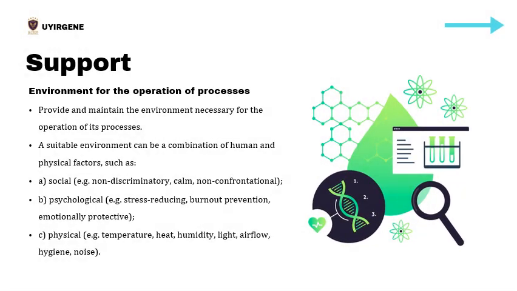Environment for the operation of processes. The organization shall determine, provide, and maintain the environment necessary for the operation of processes, and to achieve conformity of products and services. A suitable environment can be a combination of human and physical factors, such as social, for example non-discriminatory, calm, non-confrontational. Psychological, for example stress-reducing, burnout prevention, emotionally protective. Physical, for example temperature, heat, humidity, light, airflow, hygiene, noise. These factors can differ substantially depending on the products and services provided.